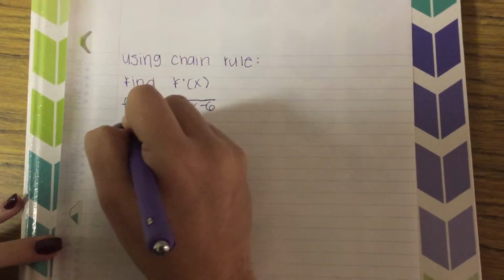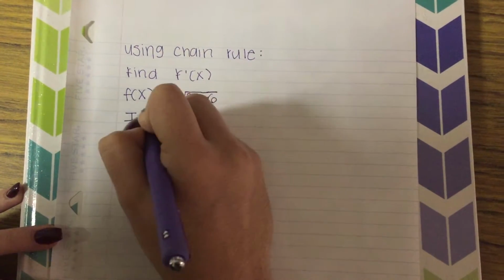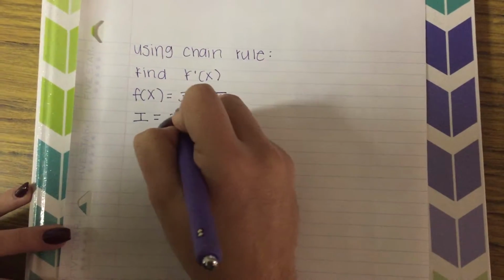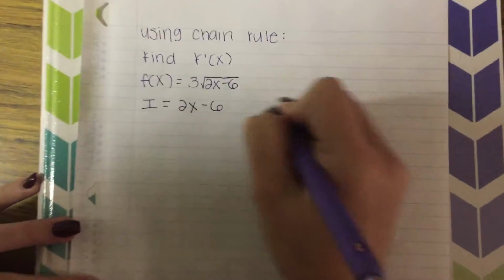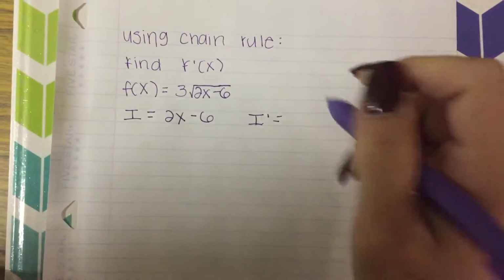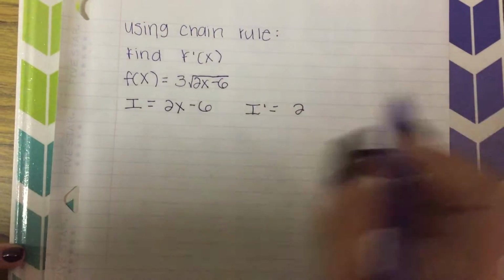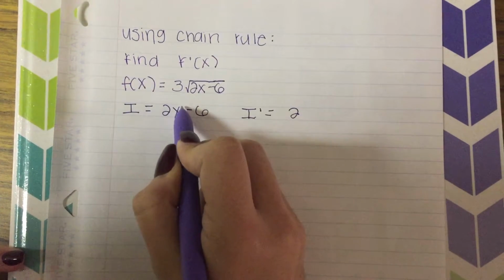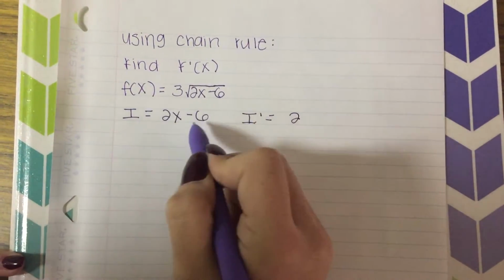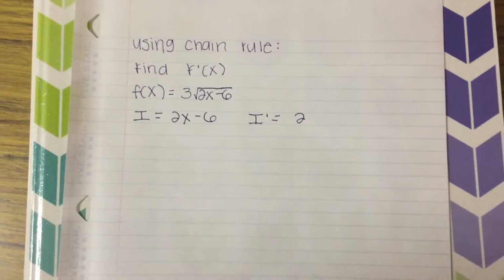We're going to have our inside, and what we're going to take is that value right here. So our inside is just equal to 2x minus 6. Now I'm going to go ahead and find my inside prime before I even start dealing with my outside. So what you're going to end up with is just 2. This is x to the power of 1, so you multiply it, take the 1 down, and the negative 6 obviously has no power term, so it goes down to 0.